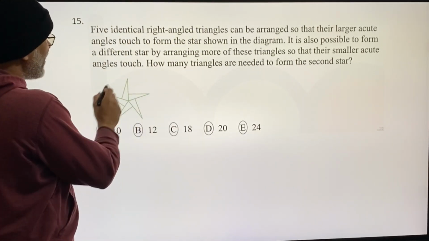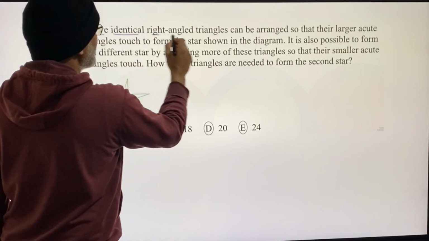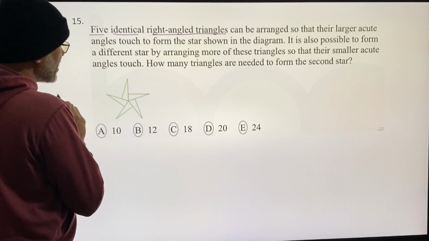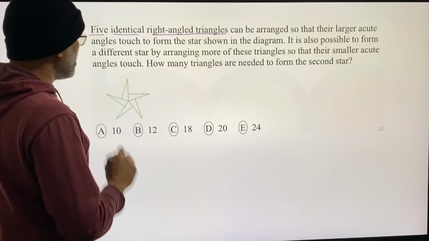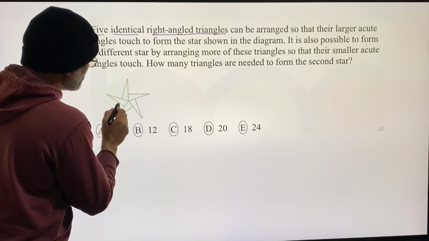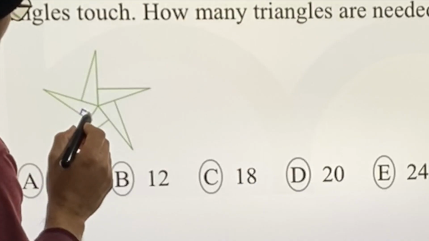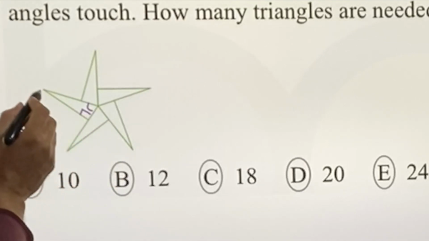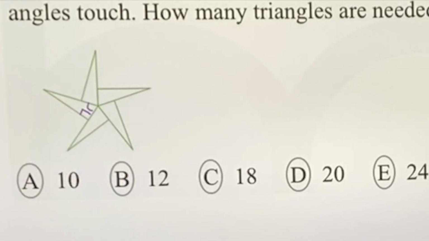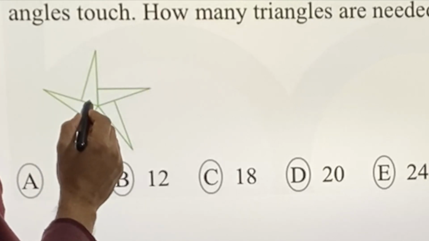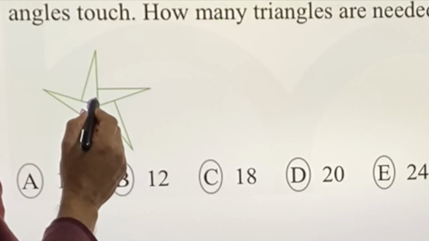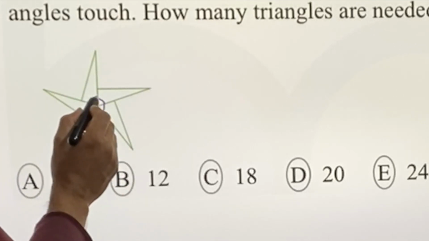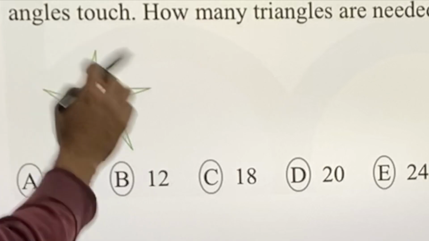All right, so we have 5 identical right angle triangles, and they form this star by touching their larger acute angles. So let's take a look at one of the triangles. This is the right angle. This is the larger acute angle of this triangle. This will be the smaller one, as you can see. Similarly, this is the larger acute angle of this triangle. They touch. This is of this one, this is of this one, and this is of this one. So the 5 larger acute angles touch to form this star.